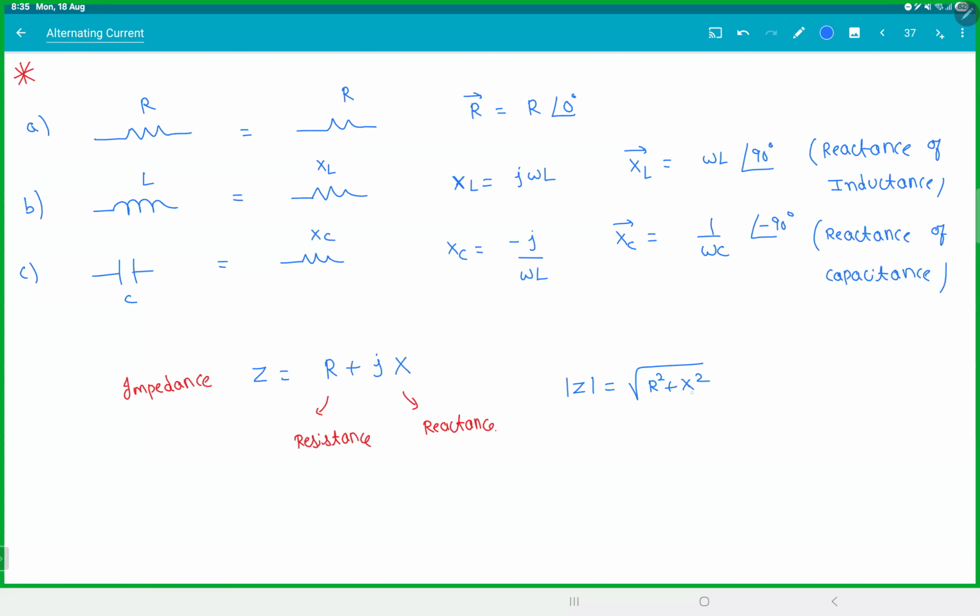So, if it's a complex number, you can treat this thing as R. Someone said something? Ivan, you got something? Okay.